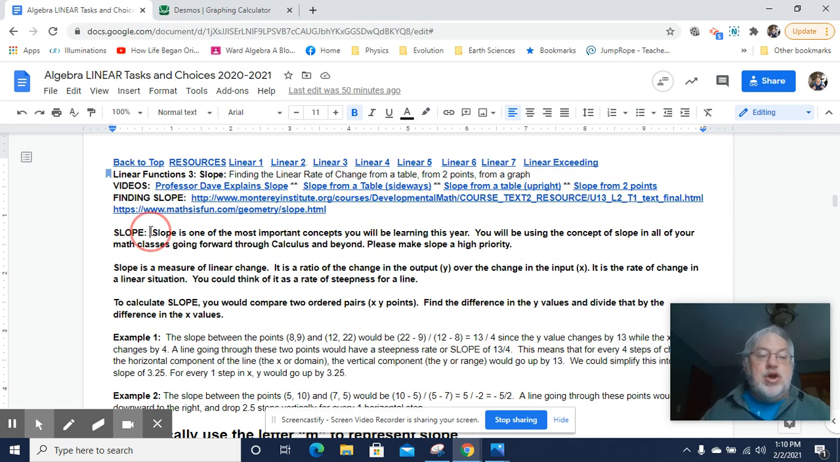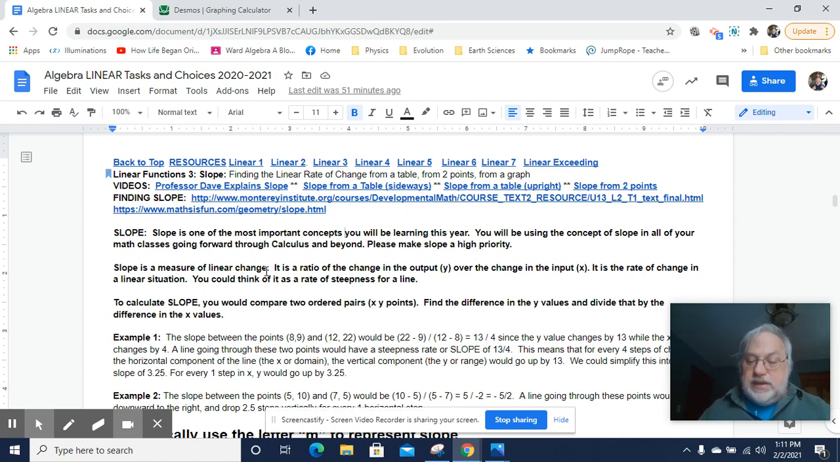So first of all, slope is one of the most important concepts we'll be learning this year. We'll be using the concept of slope in all of your math classes going forward through calculus and beyond, and also in physics and chemistry and all sorts of business applications and so forth, any kind of understanding of economics. You'll be using slope, and you'll be using it in your everyday life as well, even when you don't realize it. Slope is a measure of linear change.